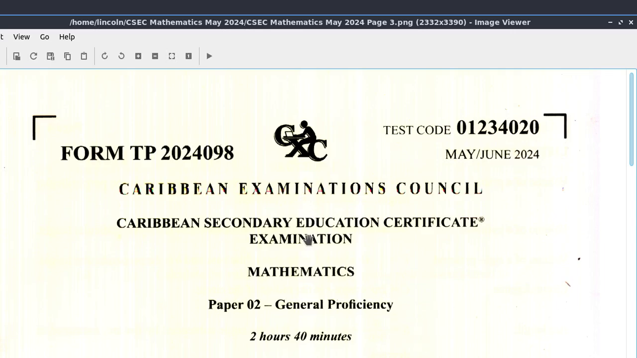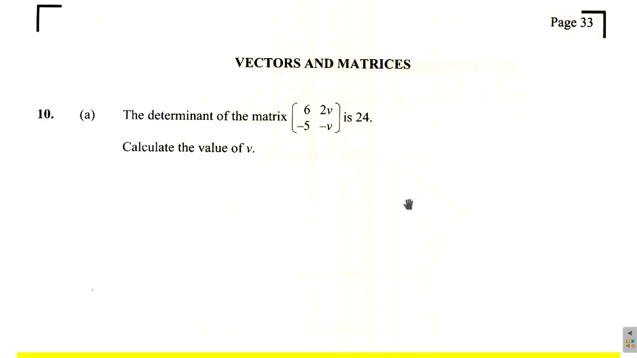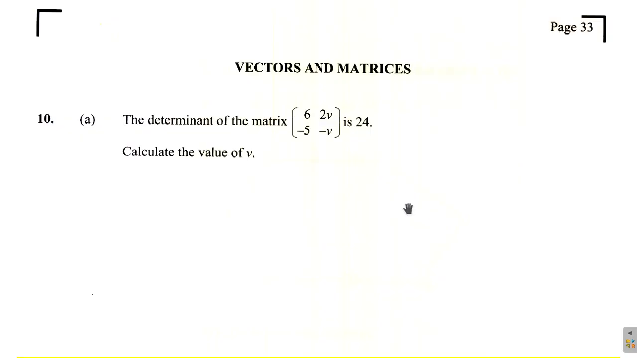We're continuing to look at CSEC Mathematics, May 2024 paper, and we're at question 10. Now, part A says the determinant of the matrix [6, 2v; -5, -v] is 24. Calculate the value of v.